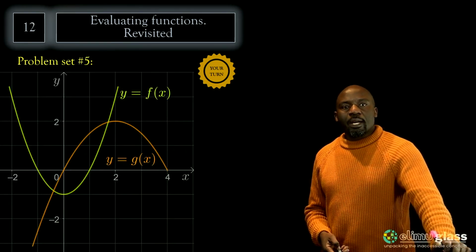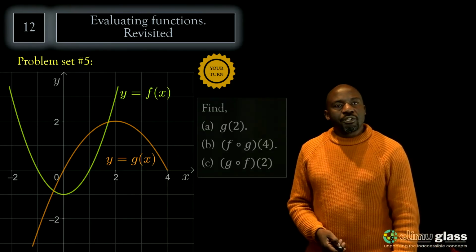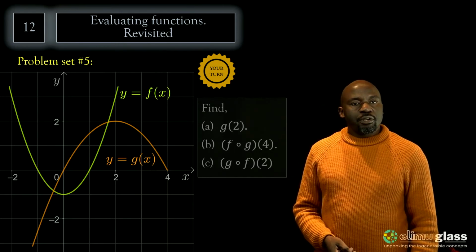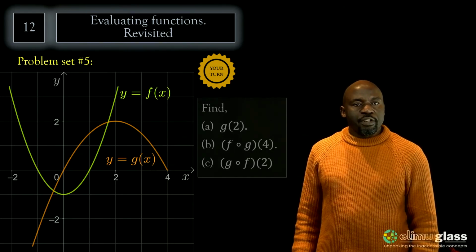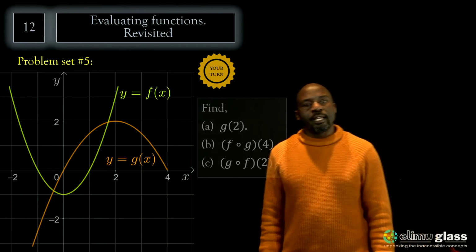Okay, here is another one. This is graphical. So find g of 2, f of g of 4, g of f of 2. Okay, so find those and let's see what you end up with.